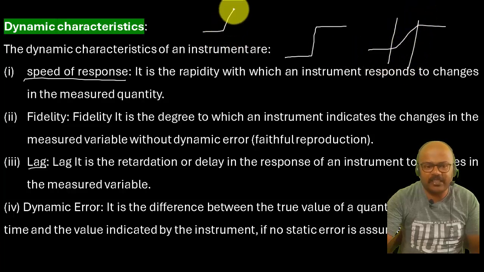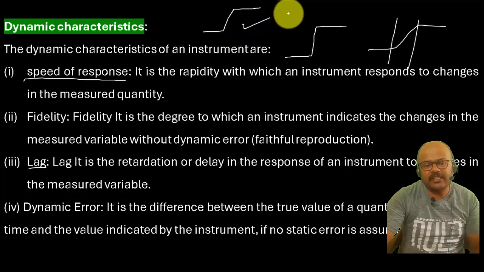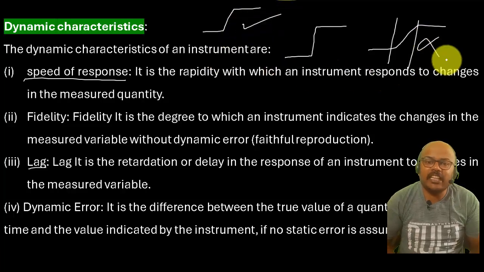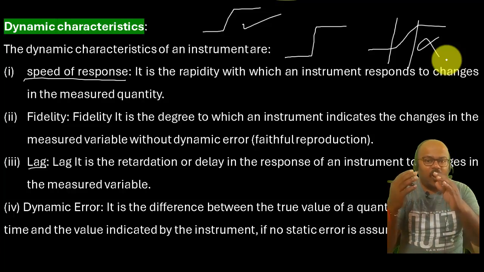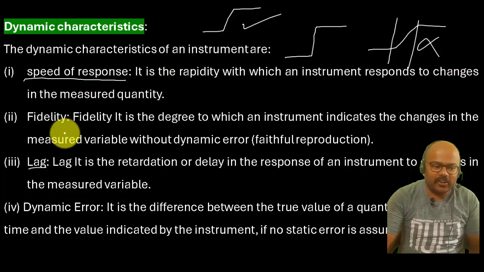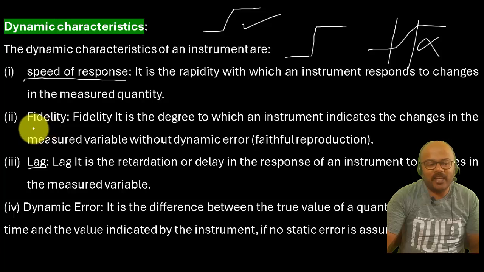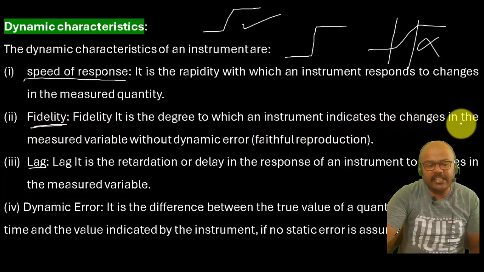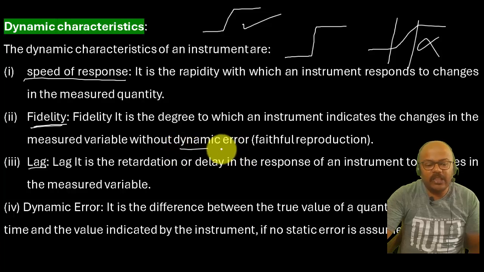Say suppose my system response is something like this. This is the best one, this is not at all preferred. So slew rate is nothing but how fast your output can track the changes with respect to an input. Volts per microsecond is how you define it, right? So in turn related to lag. Fidelity is the degree to which an instrument indicates the changes in the measured value without any dynamic error. Faithful reproduction.